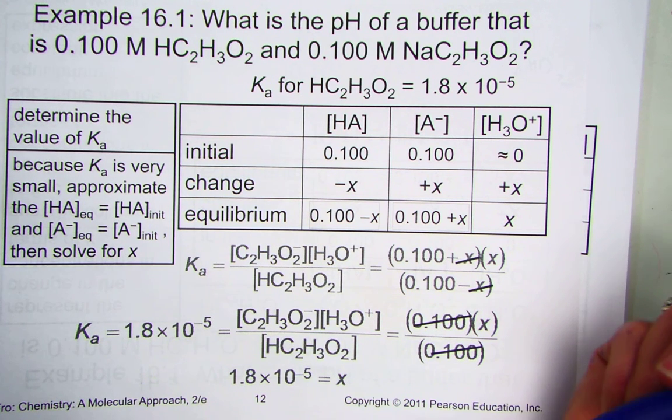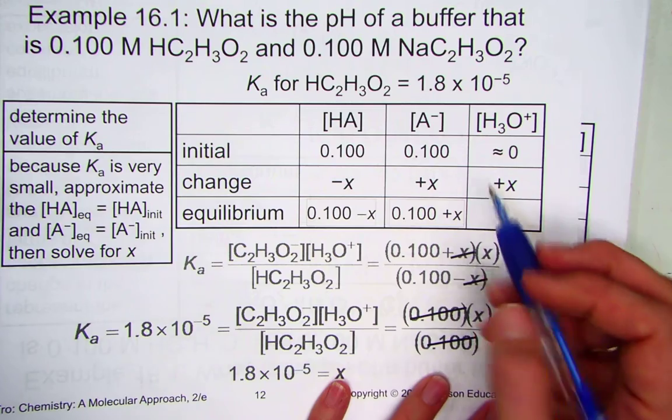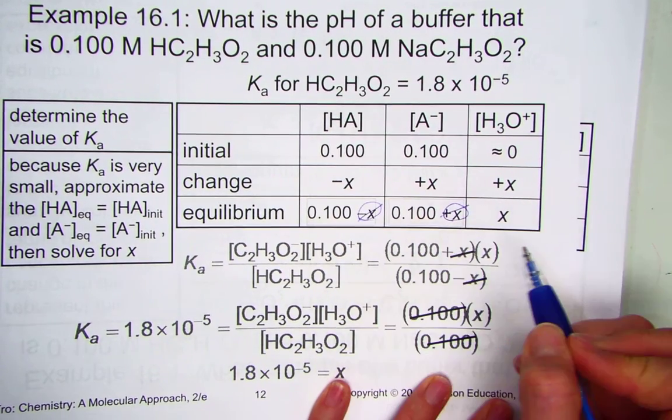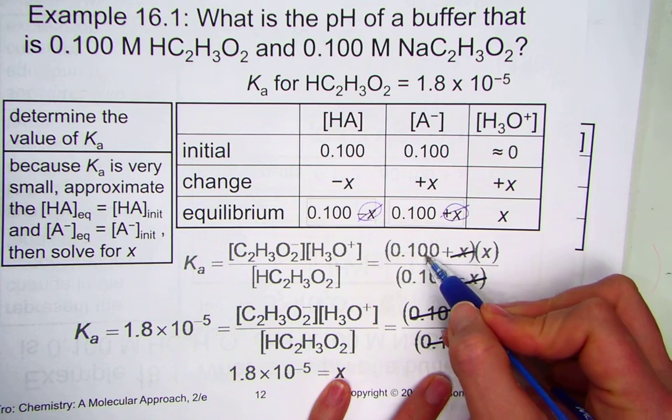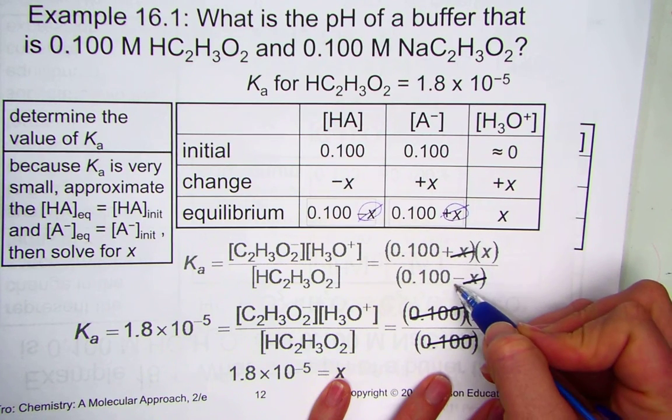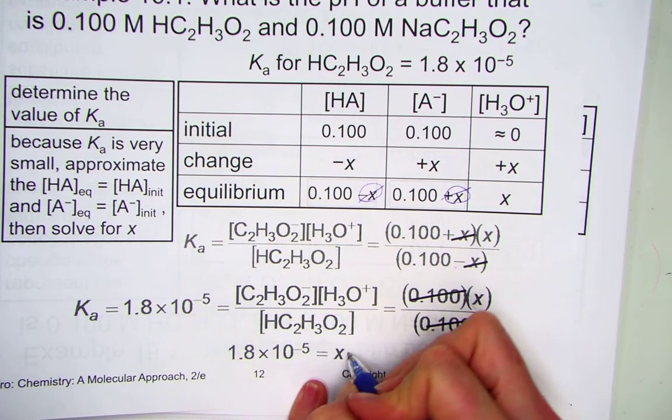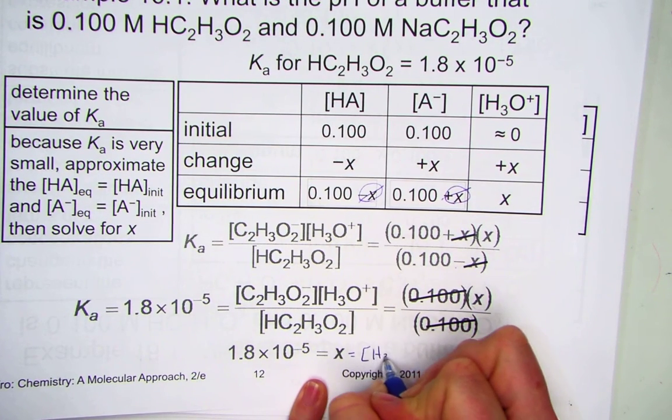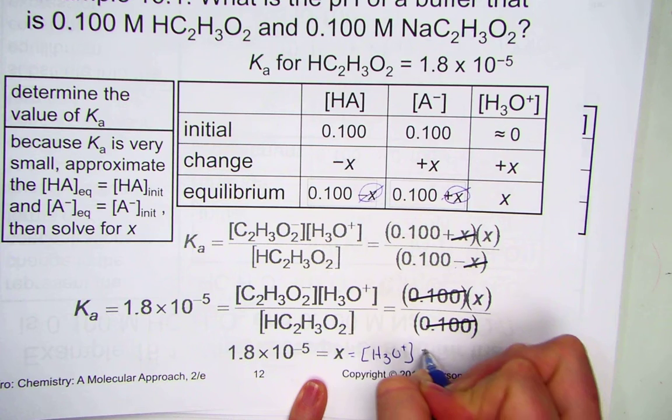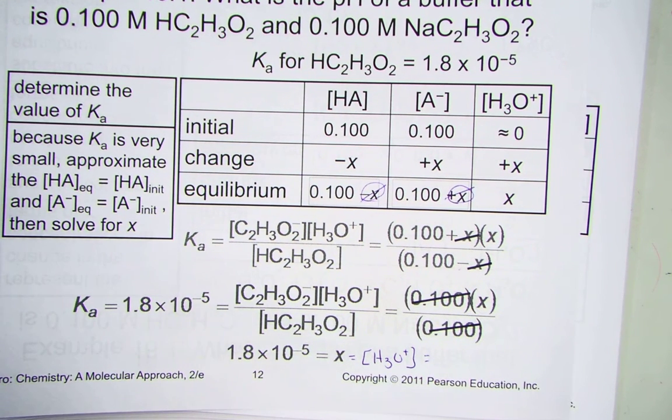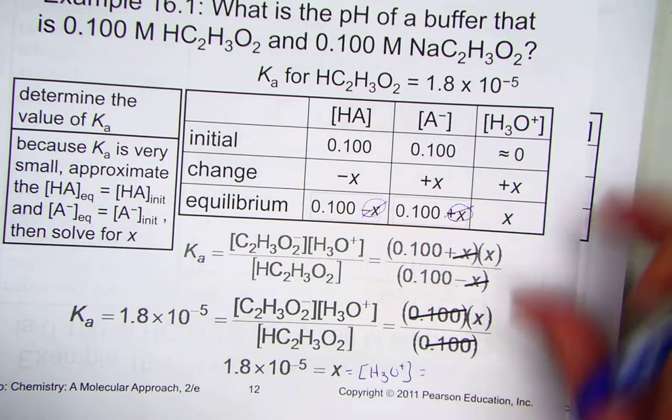You can certainly solve using quadratic equation. But if this is so small compared to the original number, toss it out. 0.1 times x over 0.1 simply gives us the value for x. If x represents the hydronium ion, H3O+, we can simply hit negative log of that original Ka, and we've got the pH of our solution. And let's take a peek ahead and show what they've done.